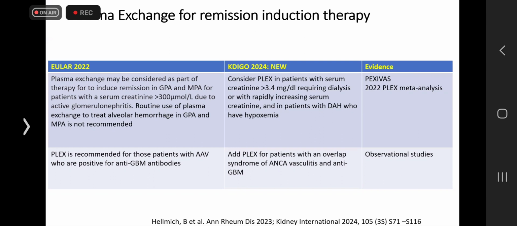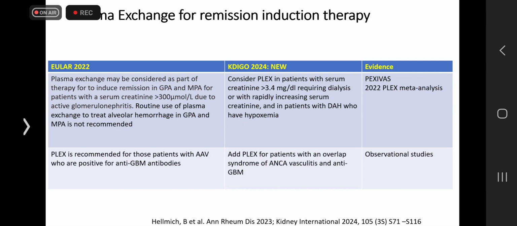Routine use of plasma exchange to treat alveolar hemorrhage is not recommended. KDIGO 2024 now recommends considering PLEX for patients with serum creatinine greater than 3.4 milligrams per deciliter, those requiring dialysis or rapidly increasing creatinine, and in patients with alveolar hemorrhage or hypoxemia. And the evidence for this comes mostly from the meta-analysis that was published in 2022.